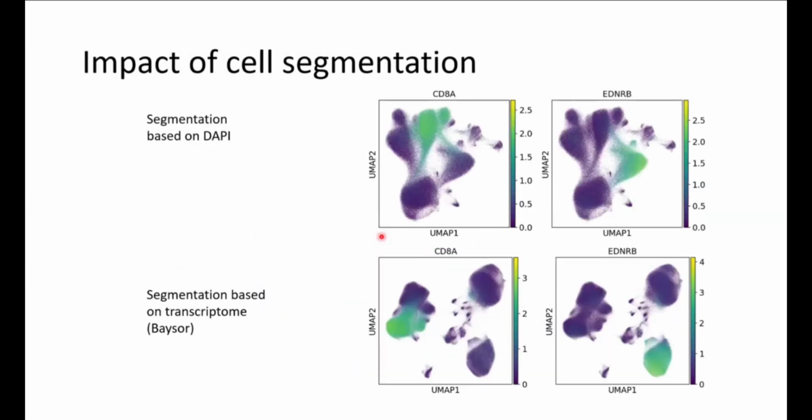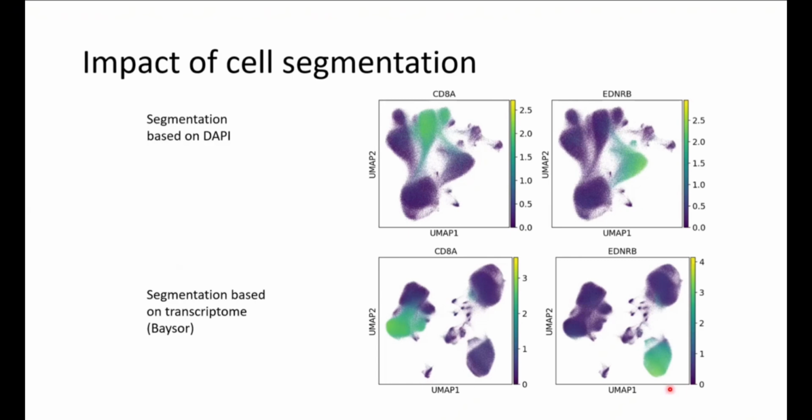Right. And if you then look at the impact of cell segmentation, this is how the UMAP looked before. Here it's now color-coded by these 2 genes, which should be mutually exclusive because one is skin, one is T cell. This is a DAPI-based segmentation. And if you do the segmentation based on the transcriptome using BASO, you can see that the CD8 T cells end up here, the skin cells end up here, and they are really nicely separated. So segmentation is an issue.